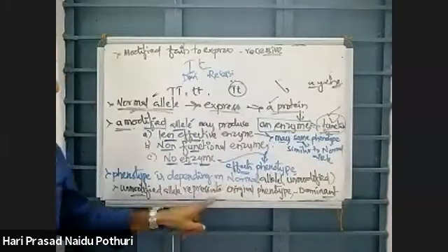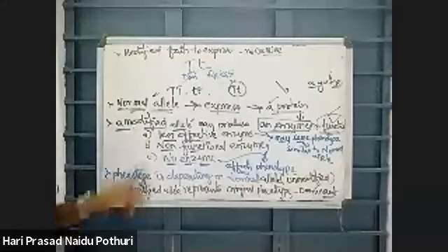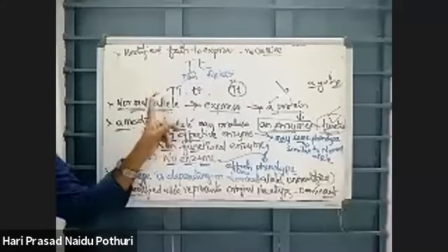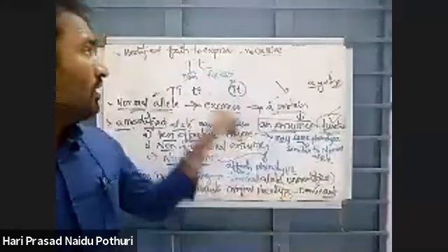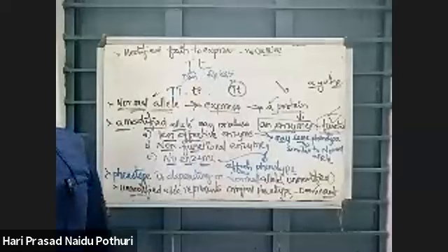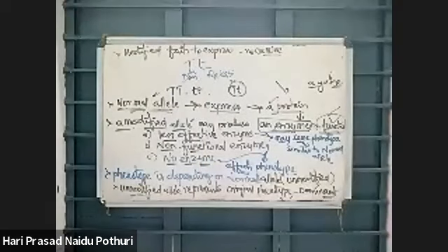Unmodified allele represents the original phenotype. Unmodified allele means this one, the normal allele. Normal allele is responsible for the original phenotype, which is dominant. And the modified allele is responsible for recessiveness. That is the difference.